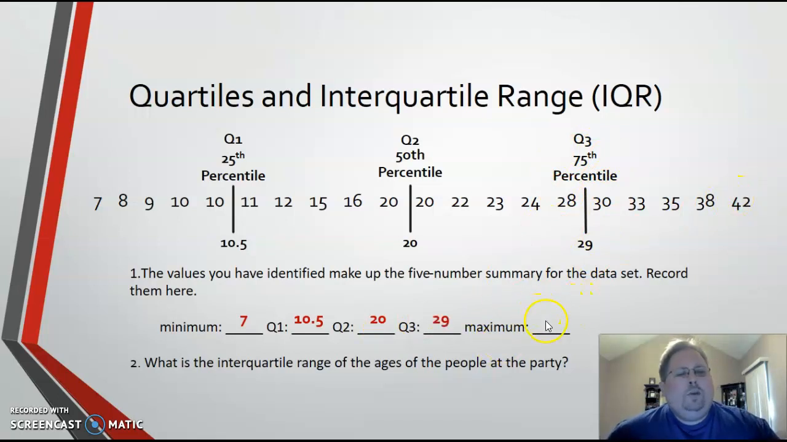Now, we also have to have the maximum, which is the largest number in the data set. When you have them in order from least to greatest, it's the very last number on the right, which is 42. Now, to find the interquartile range, you're just going to take your quartile 3 and your quartile 1 and subtract them. For us, it's 29 minus 10.5, which is 18.5.